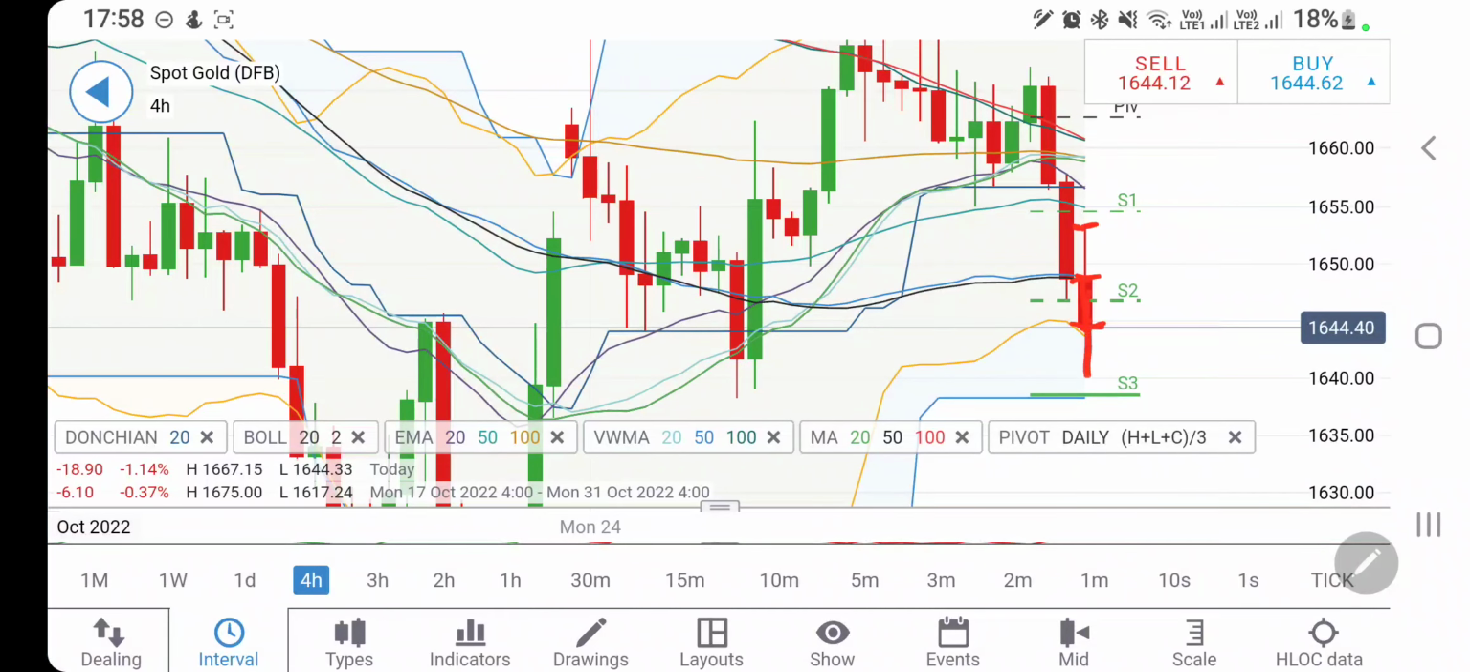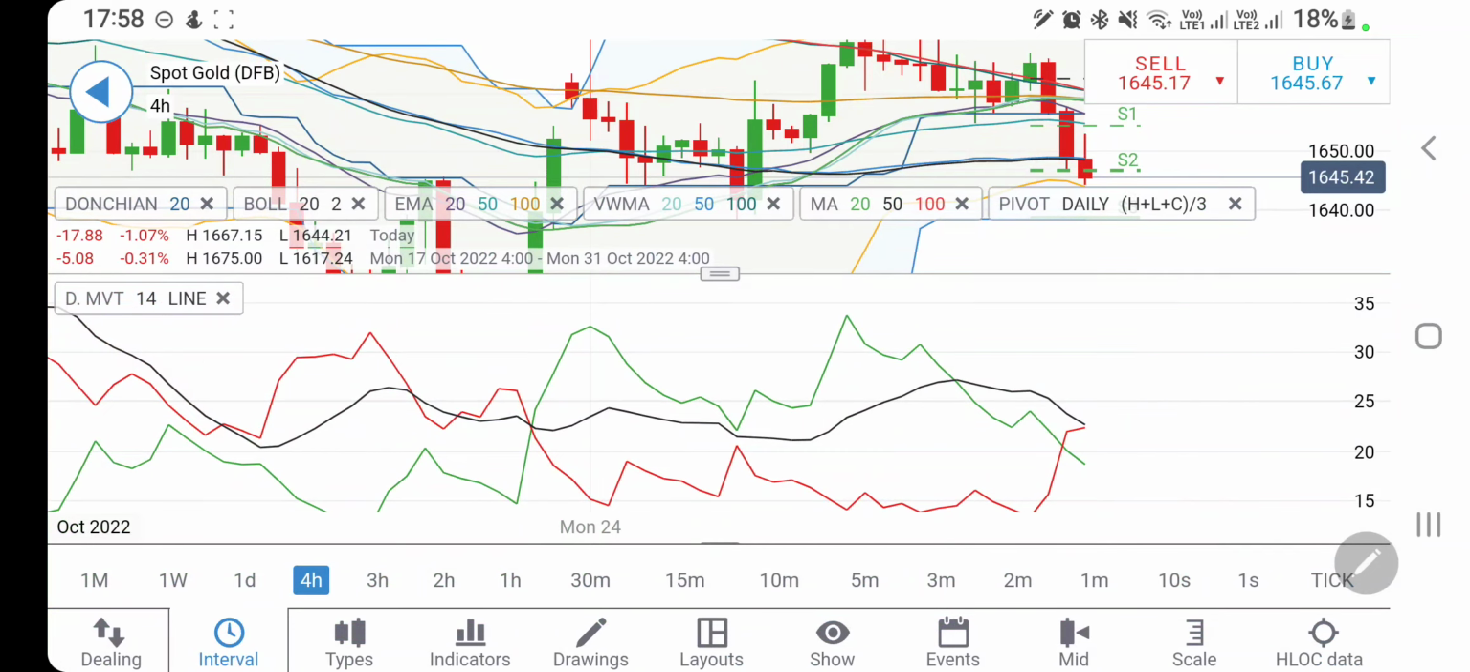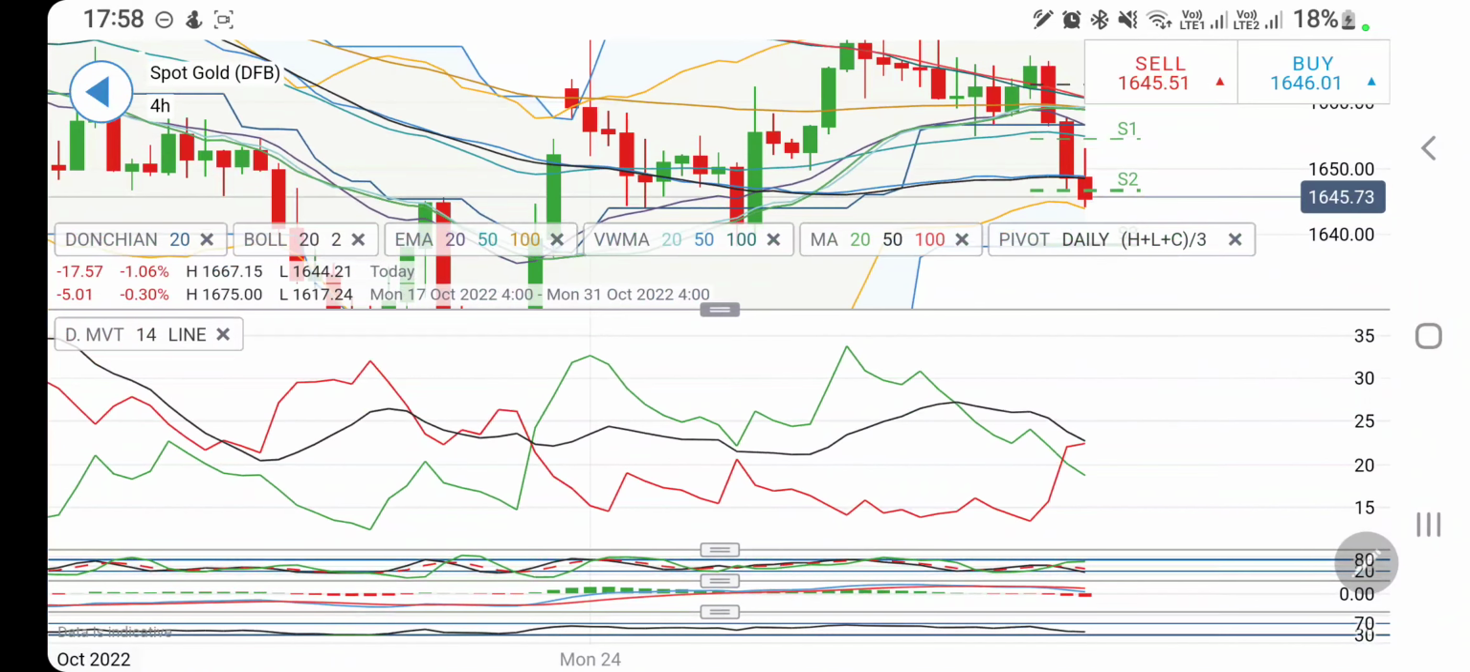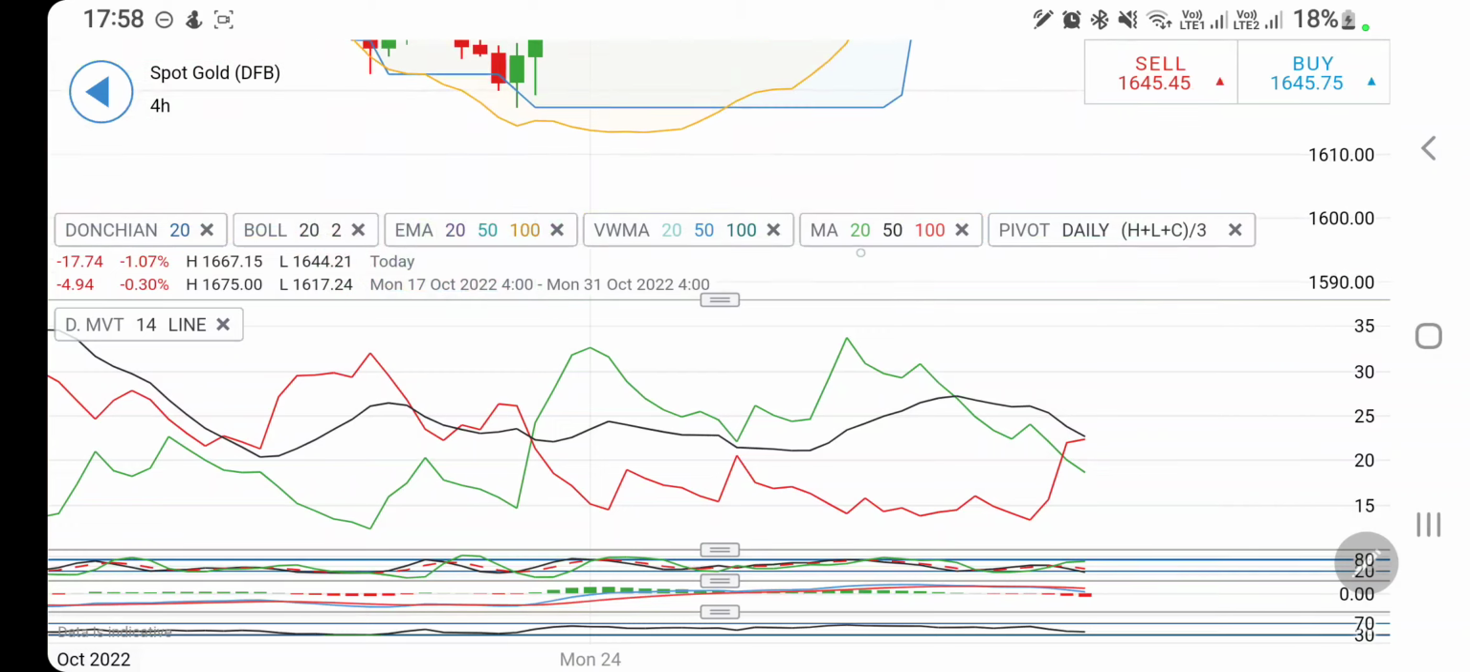Good support here at 44, and then it may try to attempt and achieve these levels, which are going to be very strong support levels at around 1640 plus minus 2. Be careful there. First support at 44-45, then 40 levels should come into picture. Directional movement divergent and bearish.